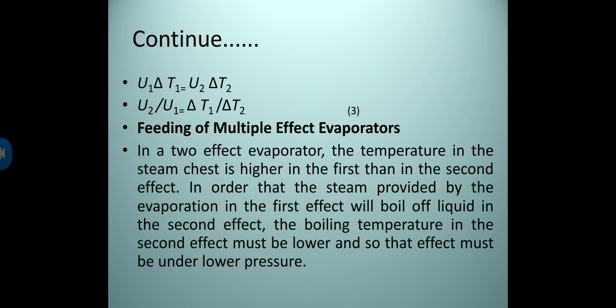When we take the ratio, U1 upon U2 equals delta T2 upon delta T1, or U2 upon U1 equals delta T1 upon delta T2. In this way, for equation number 3, we can say that the temperature differences are inversely proportional to the overall heat transfer coefficients in the two effects. This analysis may be extended to any number of effects operated in series in the same way.